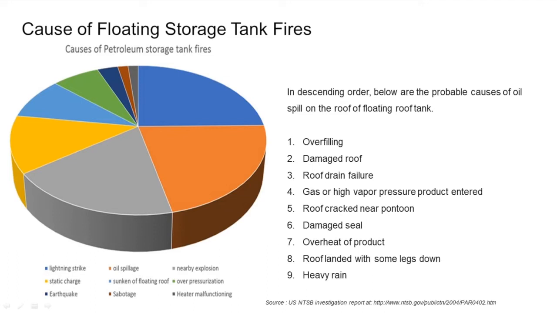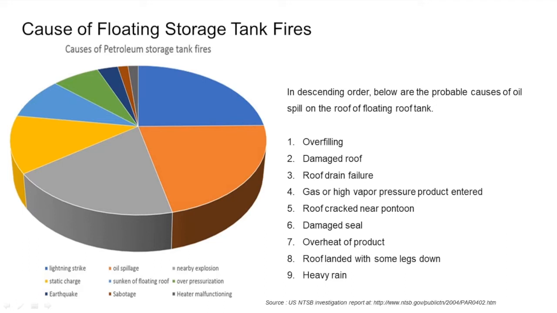Another, second main reason is damage to the roof itself, and roof drain failure also caused one of the fire incidents. Gas and high vapor pressure products entered, and the roof cracked near the penetrations, as well as damage to the seal. As I mentioned earlier, the seal is the basic construction where it moves. The movement mostly happens in the rim seal area. That's where the damage can cause a fire.